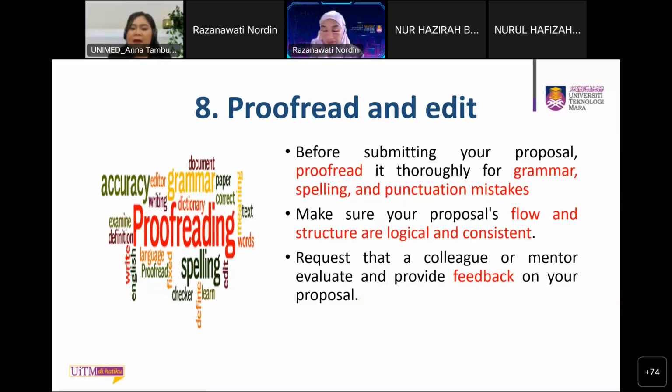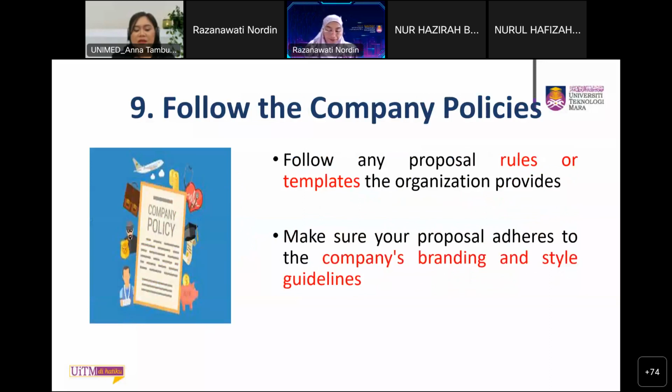Yeah. And now, of course, each organization or company has its own company guidelines or company policy. So you should adhere to any specific proposal guidelines or templates provided by the organization you propose to. Use the prescribed format, structure, and word count. It's specified, so you have to think about the word count.